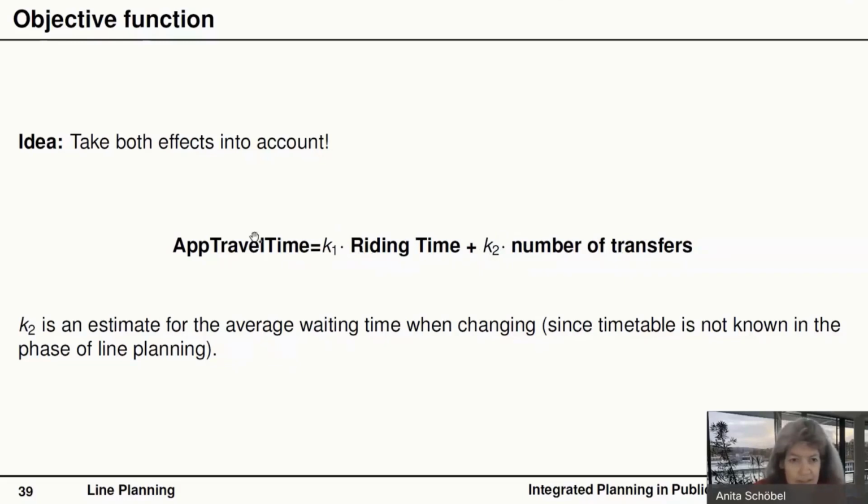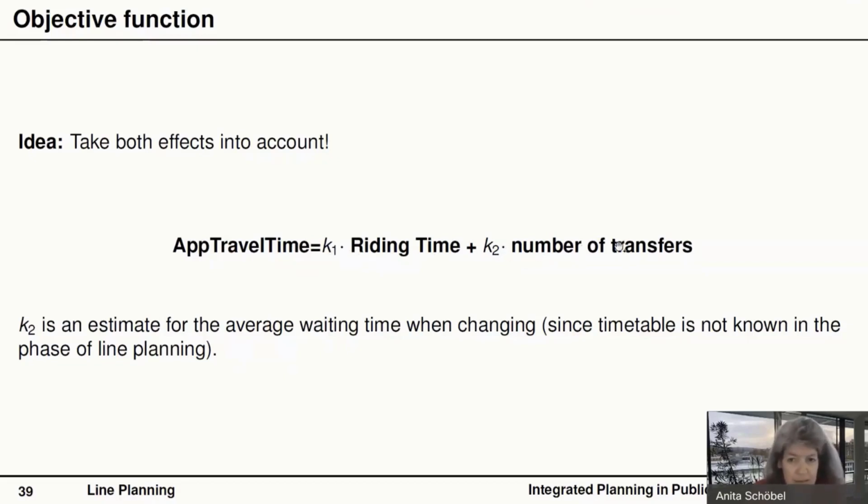So the nice idea is if we take both of these effects into account and we want to, in the end, minimize this approximated travel time over all passengers, then if we have a large K1 compared to K2, we will have only a small riding time, but passengers might have a lot of transfers.